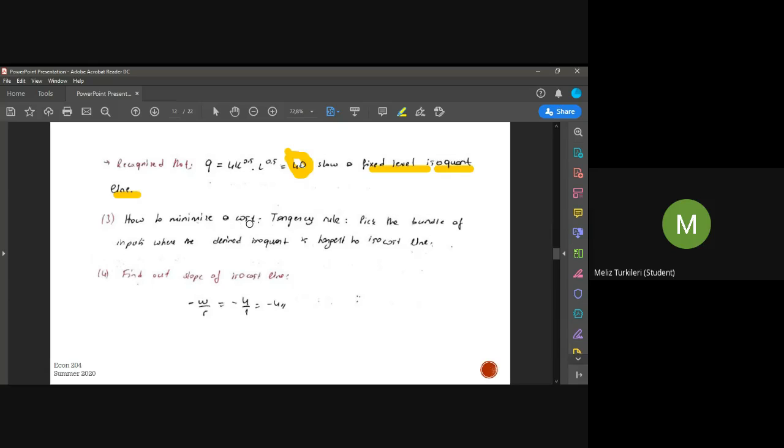And we need to find the minimization. Again, use the tangency rule. Pick the bundle where the isoquant line is tangent to the isocost line. So to find the tangency, we need to find the slope of the isocost line and the isoquant line. We know that the slope of the isocost line is equal to negative wage divided by rent. We know that from our lessons. And we know that wage is equal to 4 when rent is equal to 1. Therefore, this slope should be equal to -4.